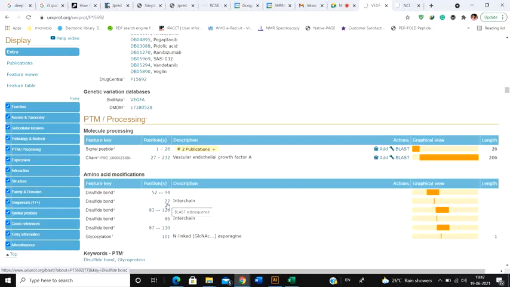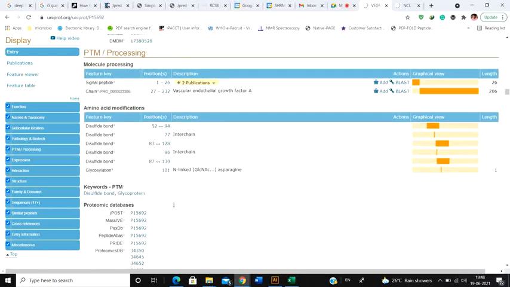Sometimes there is more than one chain of a particular protein. So intra-chain means bonding with the same kind of chain, a similar chain, whereas interchain means binding with different proteins. Okay, so this 77th amino acid is a part of an interchain disulfide bond, whereas the 83rd and 128th interact with one another to form an intrachain disulfide bond. These are the post-translational modifications that take place in this particular protein.